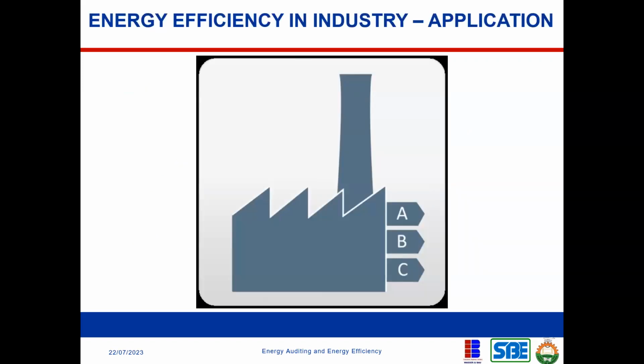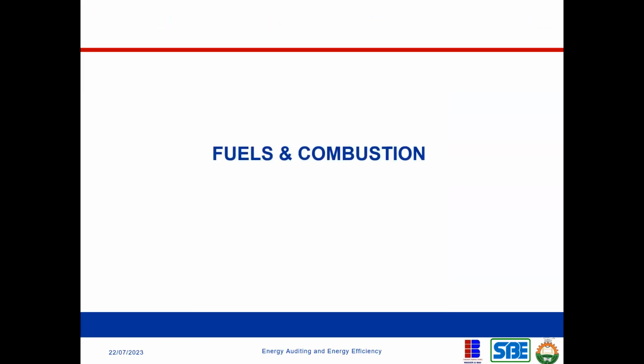So let us jump right into the industrial energy applications, the energy efficiency applications in industries. And the first thing we're going to talk about is combustion. So combustion is the first thing that occurs when you're converting from chemical form of energy to thermal form of energy. So you have to do combustion.